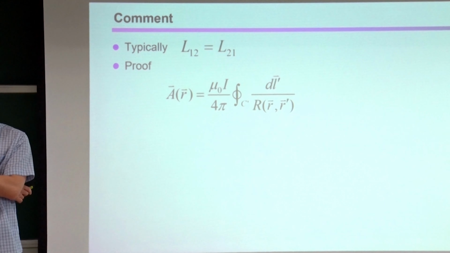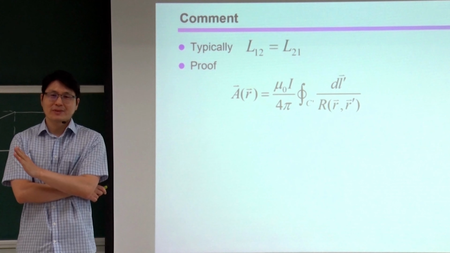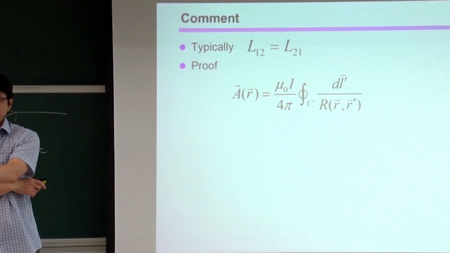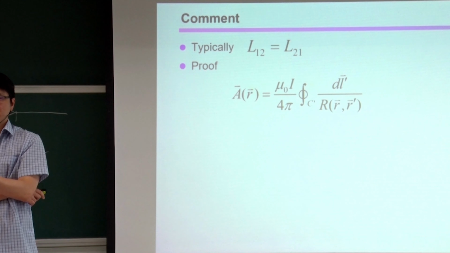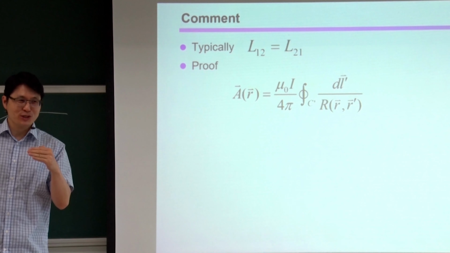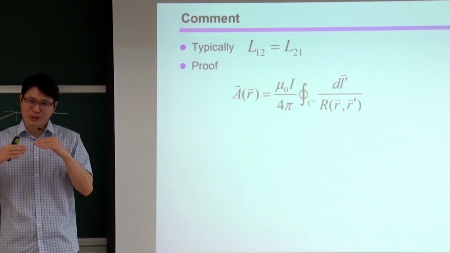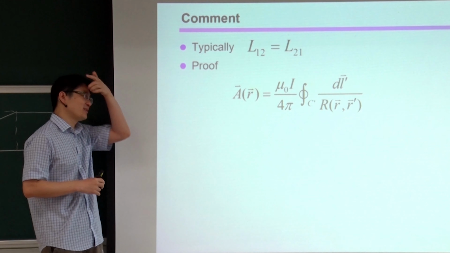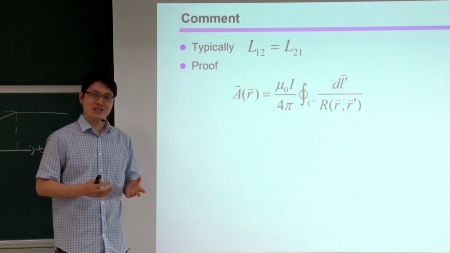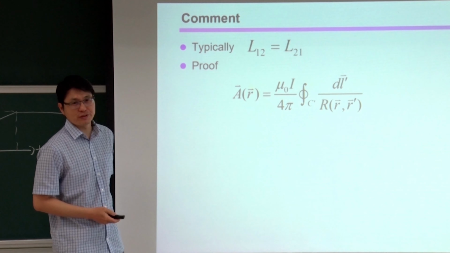L12 equals L21 means equality, right? You like your friend, and your friend likes you equally. Not too much, not too less, right? Just equal. So you're good friends. Mutual, okay? Mutual inductance is supposed to be mutual, okay? So let's prove it.